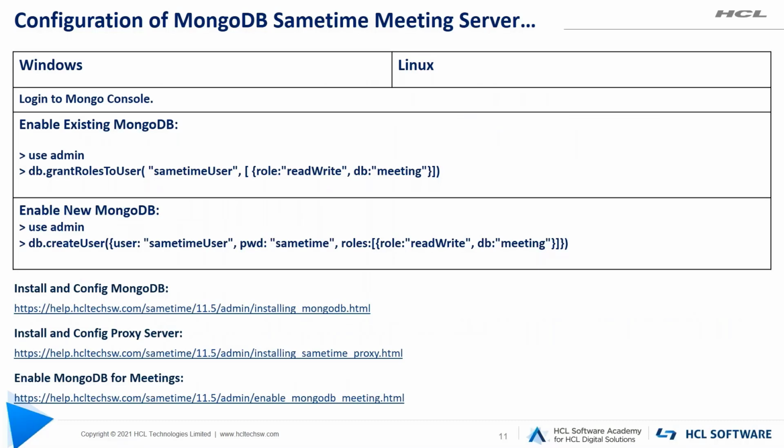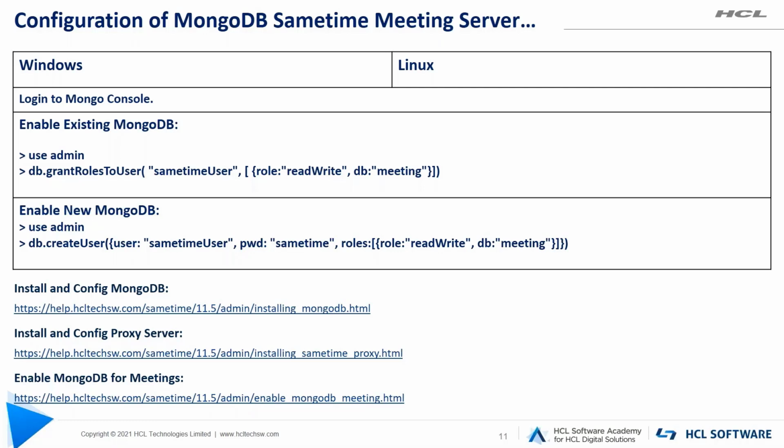In this slide, we'll see the configuration of MongoDB for the meeting server. Sametime Meetings 11.5 requires MongoDB for the creation and receiving of meeting rooms. We saw this in the architecture diagram part. The meeting server can use either the existing MongoDB, which is used by Sametime Community and Proxy, or you can have your new independent MongoDB.